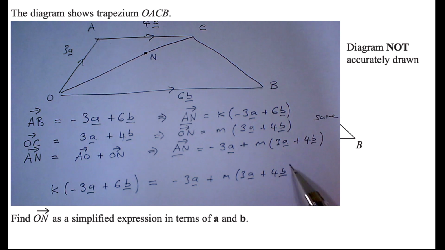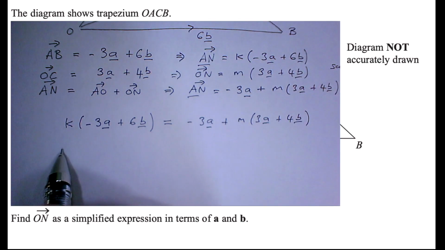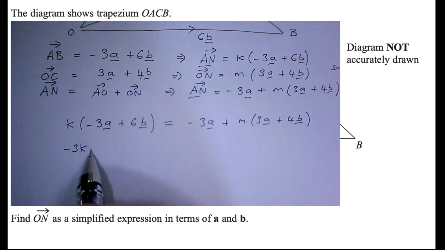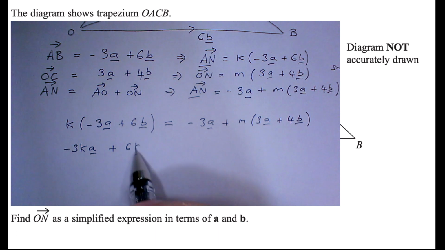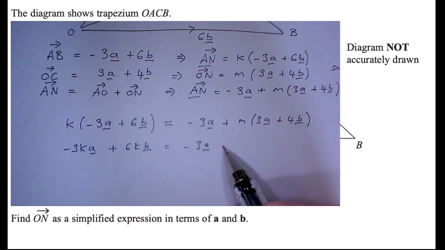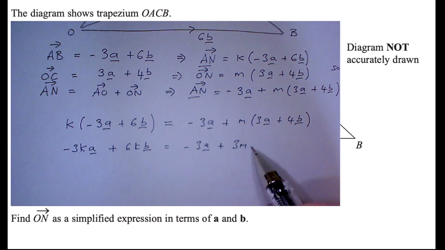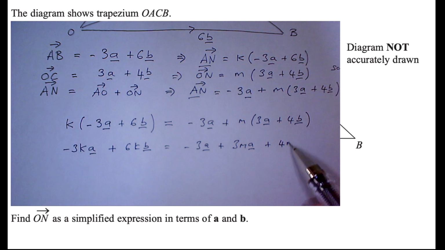Alright? And now I'm going to multiply those brackets out, and I'm going to compare the coefficients, the numbers or letters in front of a, and the numbers and letters in front of b. So just multiplying out the brackets. If you underline your vectors, it's much better. You can see where the vector is immediately.